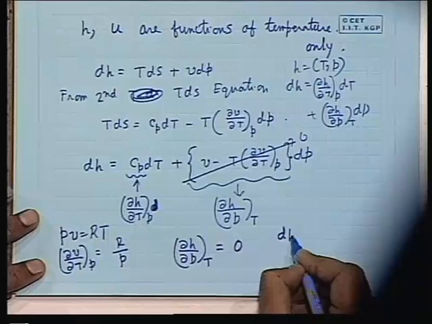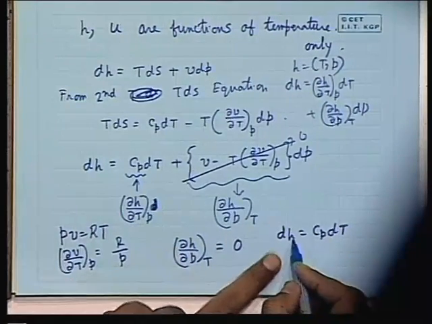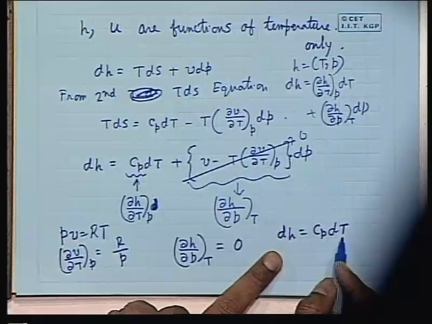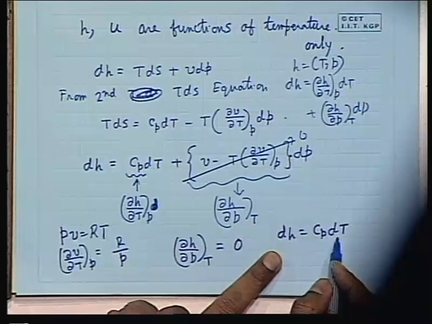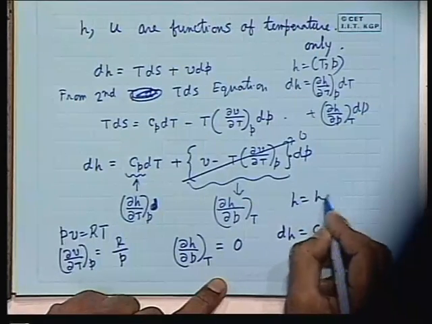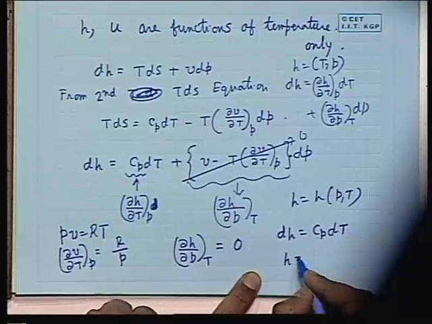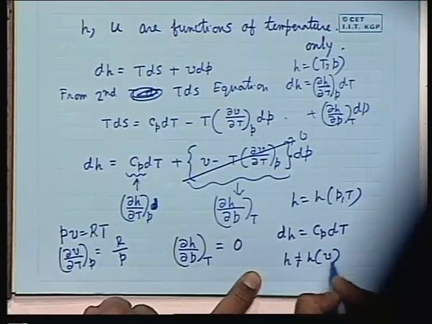That means if I write, dH is Cp dT, which means H is a function of temperature only. H cannot become a function of any other quantity, because H can be expressed in P and T, but it is not a function of pressure. But you can ask, sir, how do I explicitly prove that H is not a function of volume? That you can do.